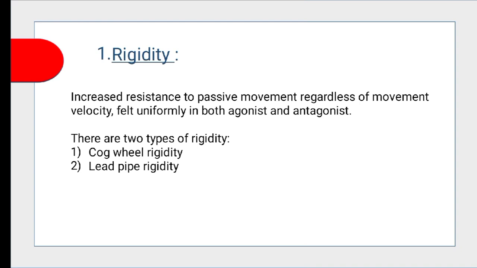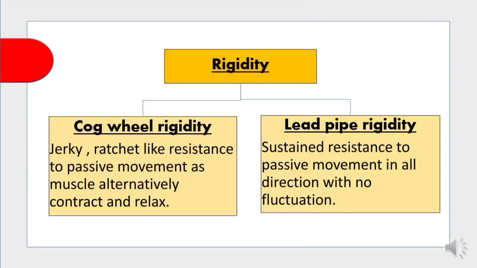Rigidity is increased resistance to passive movement regardless of movement velocity, felt uniformly in both agonist and antagonist. There are two types of rigidity: cogwheel rigidity and lead pipe rigidity. Cogwheel rigidity is a jerky, ratchet-like resistance to passive movement as muscles alternately contract and relax. Lead pipe rigidity is a sustained resistance to passive movement in all directions with no fluctuations.